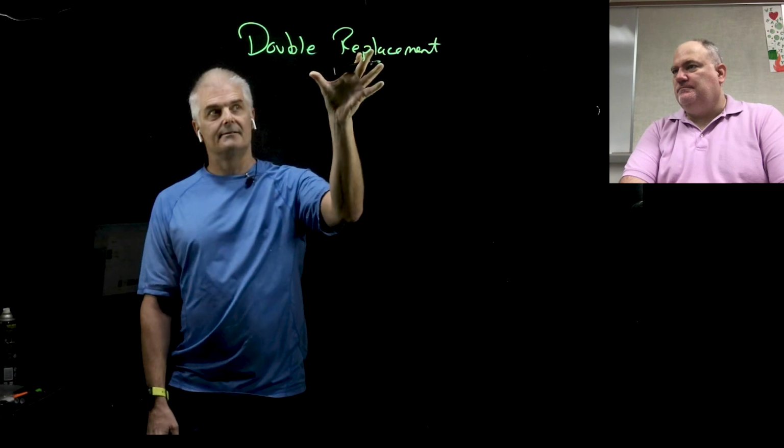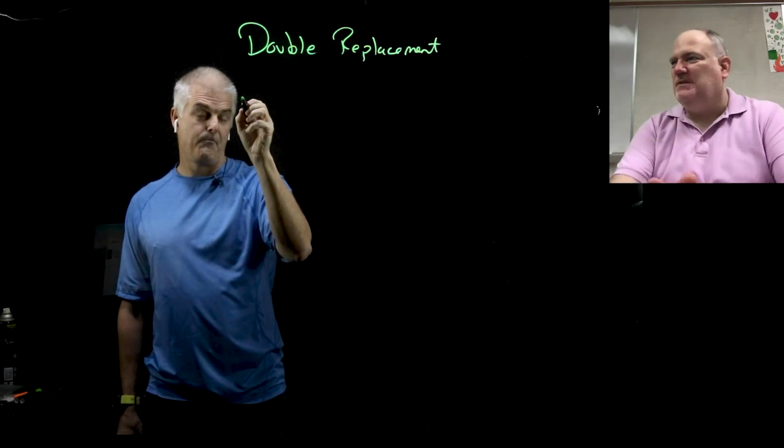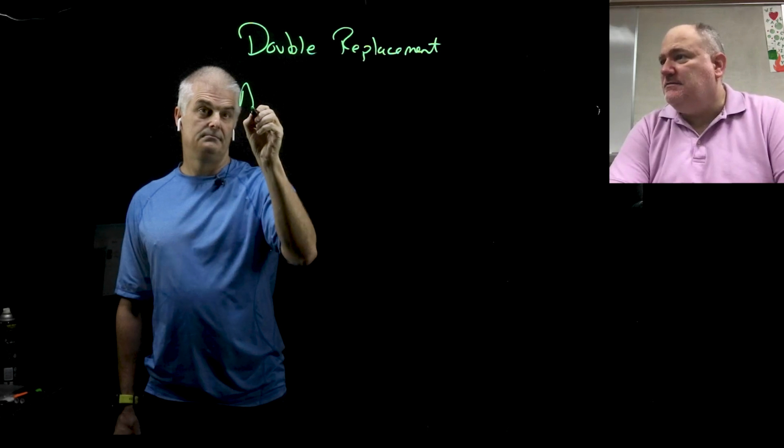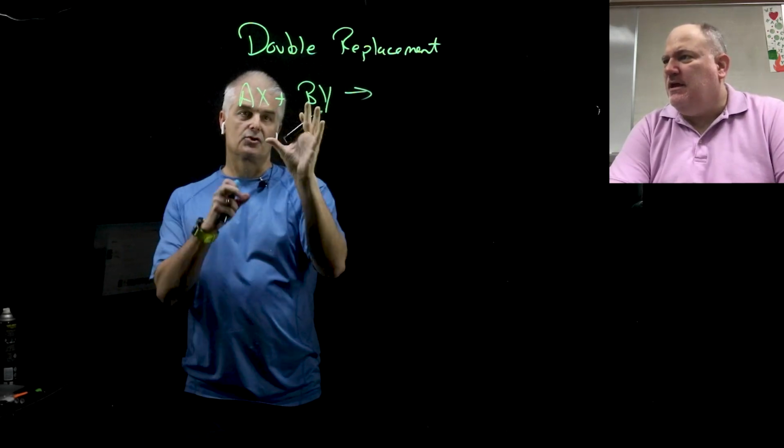Let's do a double replacement. All right, double replacement. I think I'm getting the idea. So what's the general form? That would be like AX plus BY. Oh, and they're like trade partners, right?